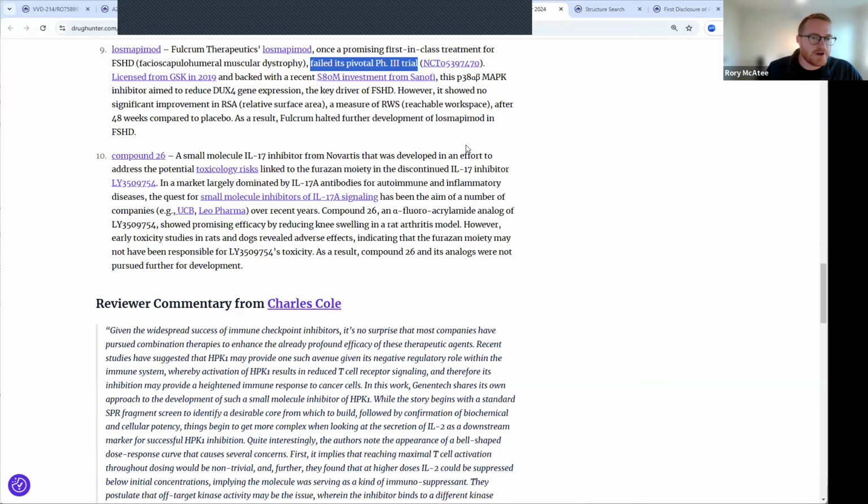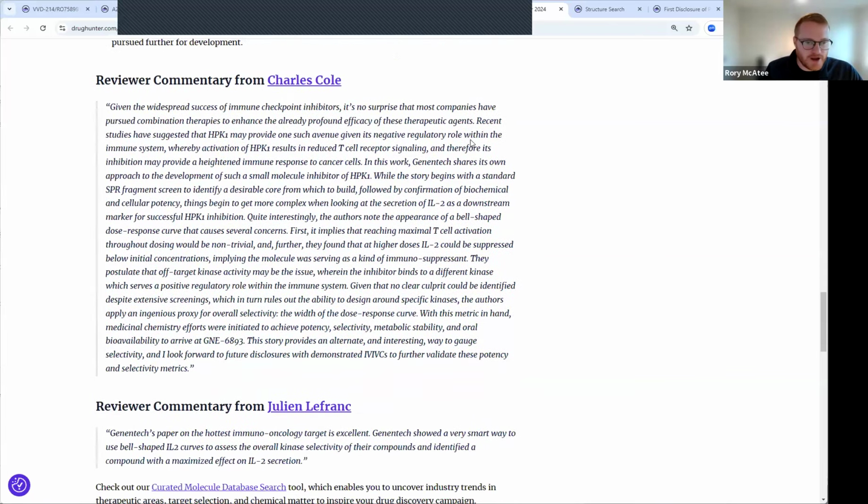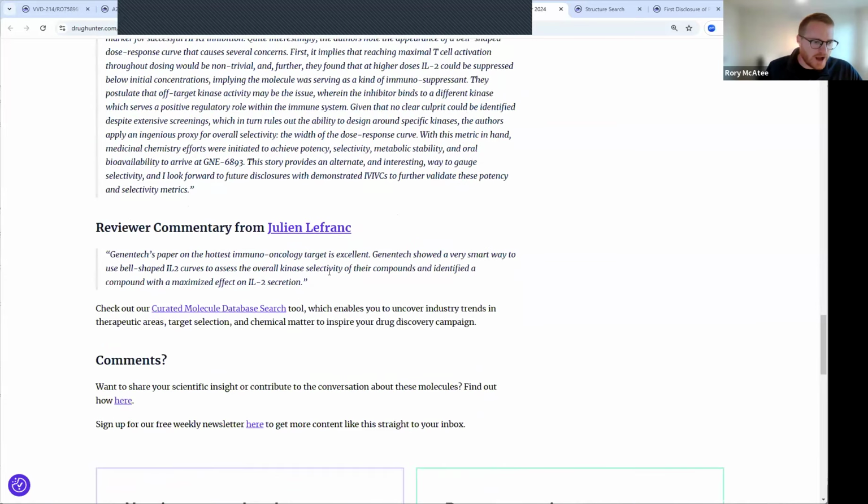What's also super exciting about the molecules of the month and what makes it particularly fun, I think, is we get active feedback from our reviewer community. And so, for example, if we scroll down here a little bit, some of our reviewers get very excited by the molecules we select. Charles was clearly very excited by Genentech's HPK1 inhibitor, and he put together some nice commentary on why he thought this program was particularly notable. And Julian Lefranc at Merck also gave us some nice feedback on why he thinks this program was particularly notable and worth keeping an eye on.